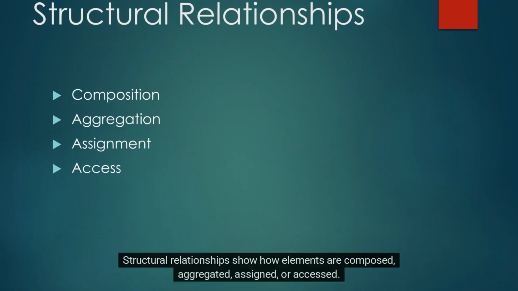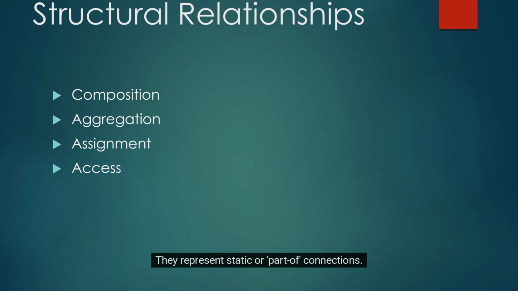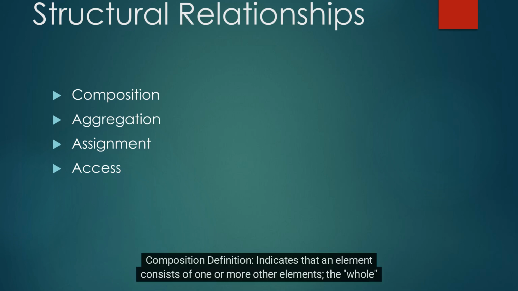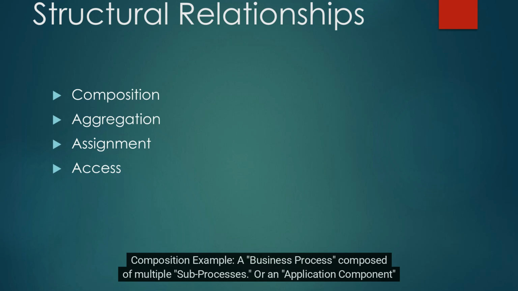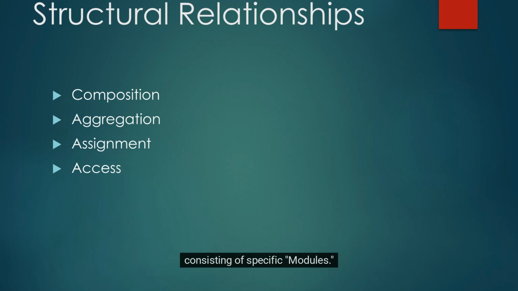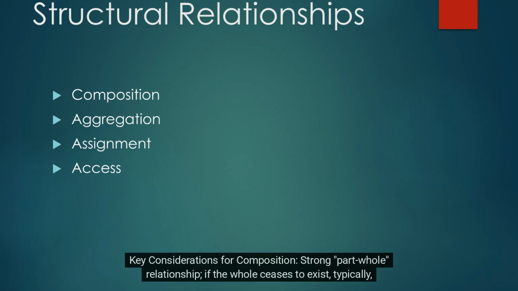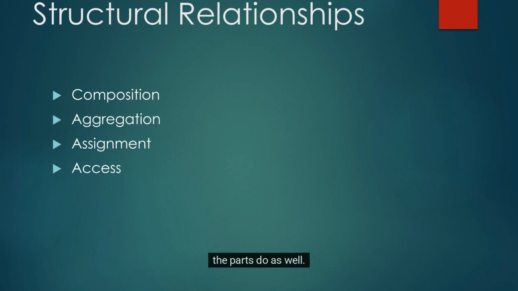Structural relationships show how elements are composed, aggregated, assigned, or accessed. They represent static or part-of connections. Composition definition: indicates that an element consists of one or more other elements. The whole owns the parts. Composition example: a business process composed of multiple sub-processes, or an application component consisting of specific modules. Key considerations for composition: strong part-whole relationship. If the whole ceases to exist, typically the parts do as well.